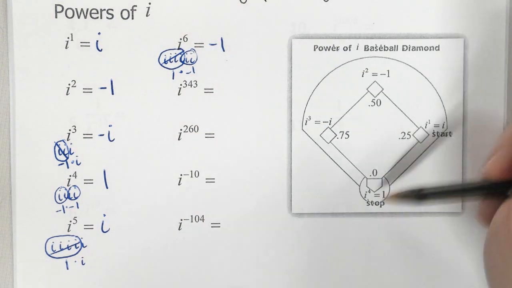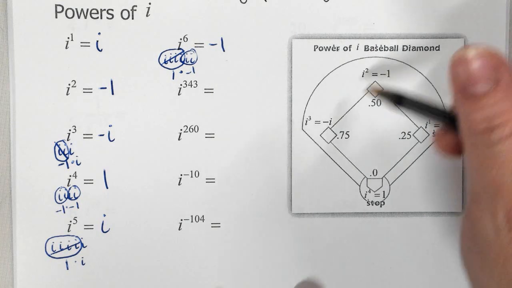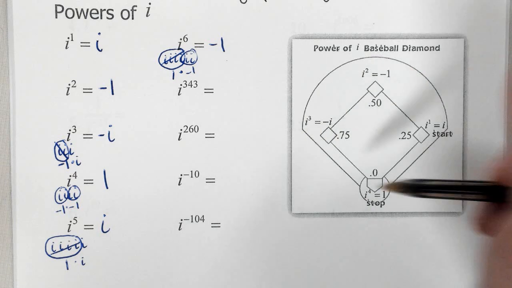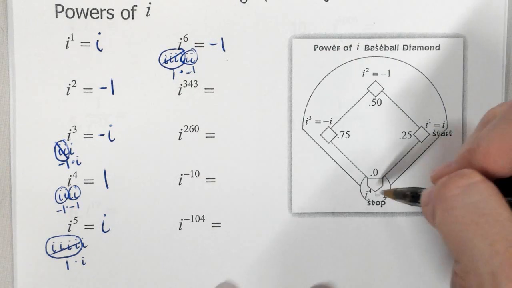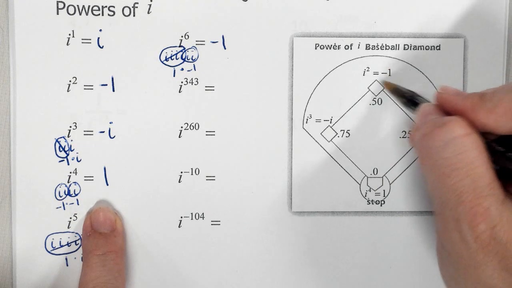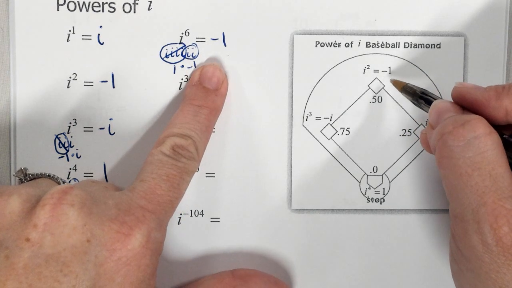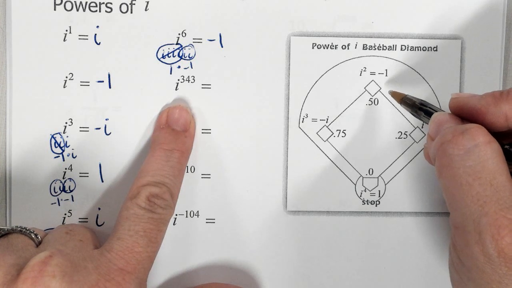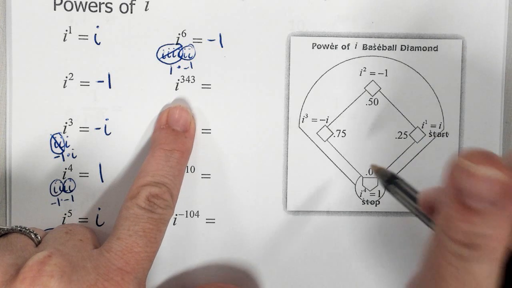So it's going to just keep following the pattern. And that's why the bases make sense. When you run the bases, you just keep going every time you're at bat, right? You don't go in a different pattern. You just keep going. So you could always count here: 1, 2, 3, 4. 4 is 1. Well, that's what we had. 5, 6. 6 is negative 1. That's what we had. However, do you really want to count 343 times? No. Nobody wants to.